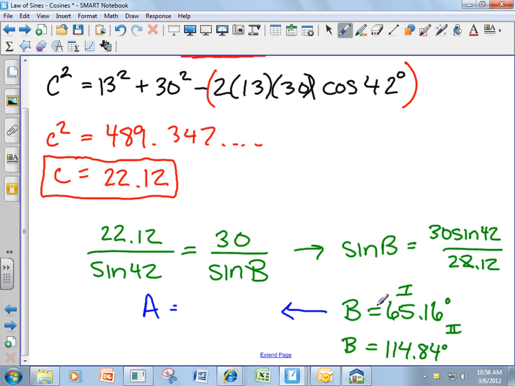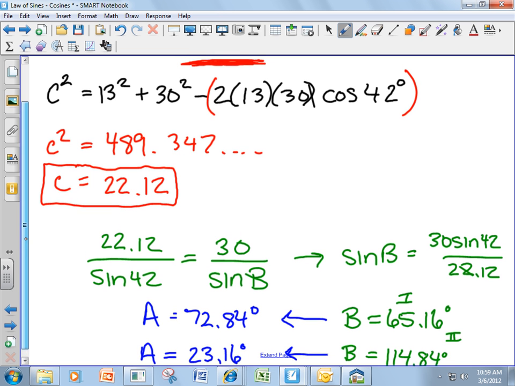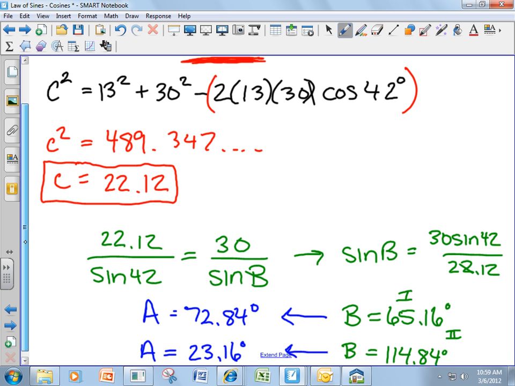If you use this as your angle B, the 65.16, what most people would use because it's the first answer they got, you will get a 72.84. If you use the second quadrant angle B, you will get 23.16. How do we know which one of these is accurate? Compare your side lengths.